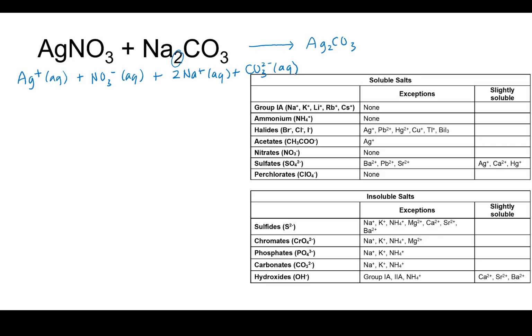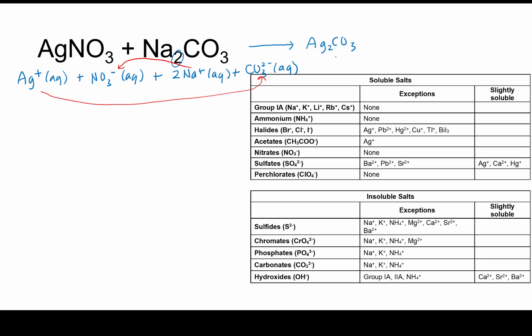So all of you guys came to the party, but you ended up changing partners. So you are silver and you're positive, so you want to attract a negative, and you're going to leave the party with carbonate, and sodium is going to leave the party with nitrate. So then those two combine. So silver is with carbonate, and now we have to balance our charges. Silver has a charge of 1, carbonate has a 2 minus charge, so we need 2 silvers to balance that. And then we also add to that, Na is going to go home with NO3 minus.